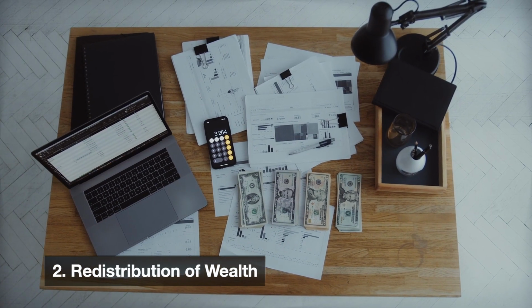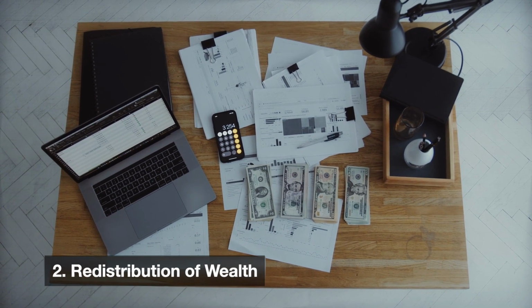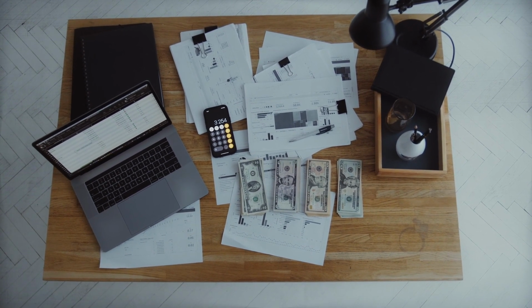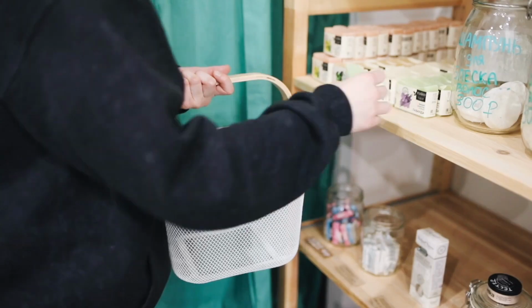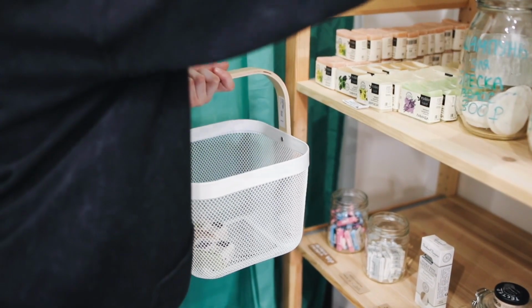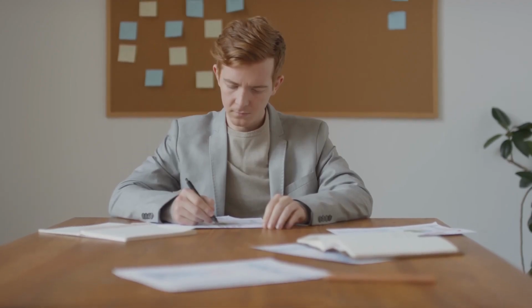Number 2. Redistribution of wealth. Inflation also affects the distribution of wealth within society. When prices rise, individuals and households with fixed incomes, such as retirees or individuals with low wages, may struggle to maintain their standard of living. Their income remains the same, but the rising prices diminish their purchasing power. Meanwhile, individuals with assets that appreciate with inflation, such as real estate or stocks, may experience a wealth increase. This disparity in wealth distribution can create economic and social challenges, leading to increased inequality.